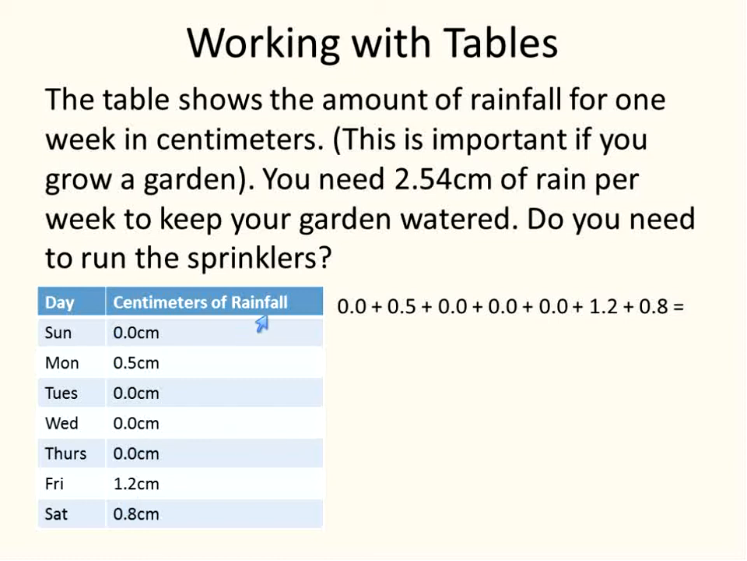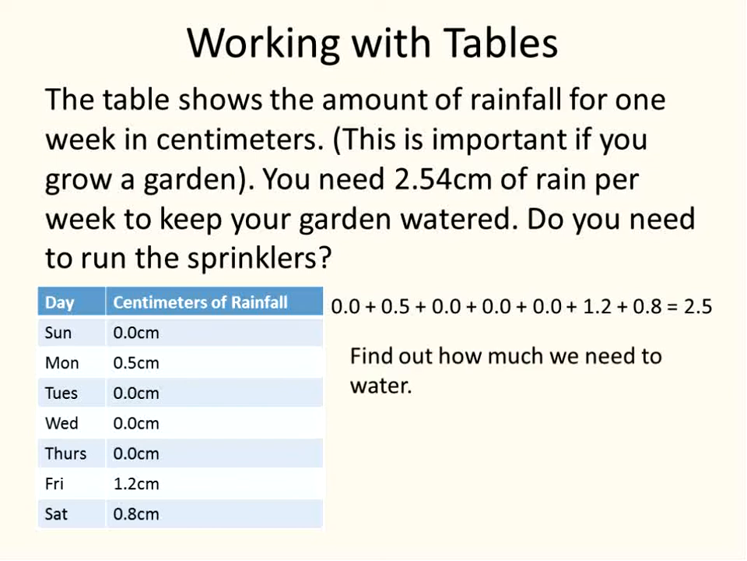So we're going to use addition to add up all these numbers: 0.0, 0.5, 0.0, 1.2, and 0.8. We add those up and it gives us 2.5. So that week we got 2.5 centimeters of rain. We need 2.54 centimeters of rain. So we're going to do a quick subtraction question: 2.54 minus 2.5, and that will tell us the amount of water we need. 0.04 centimeters of water is not a lot.